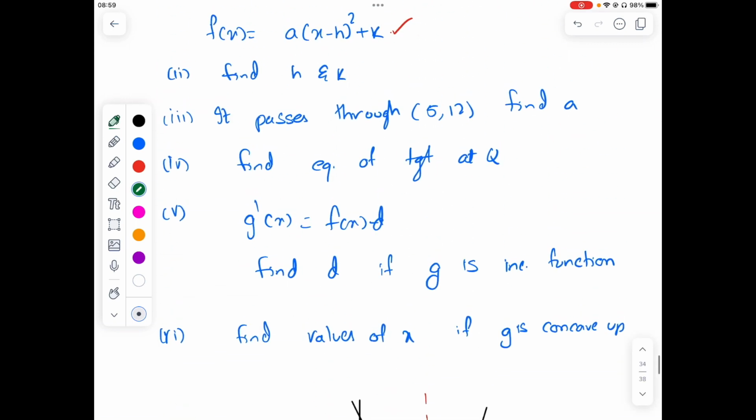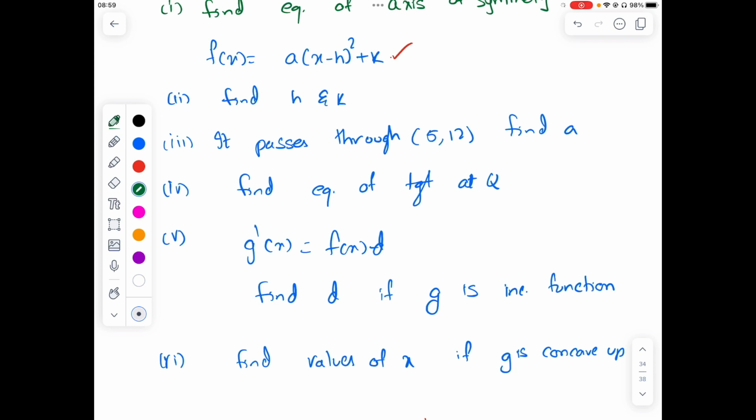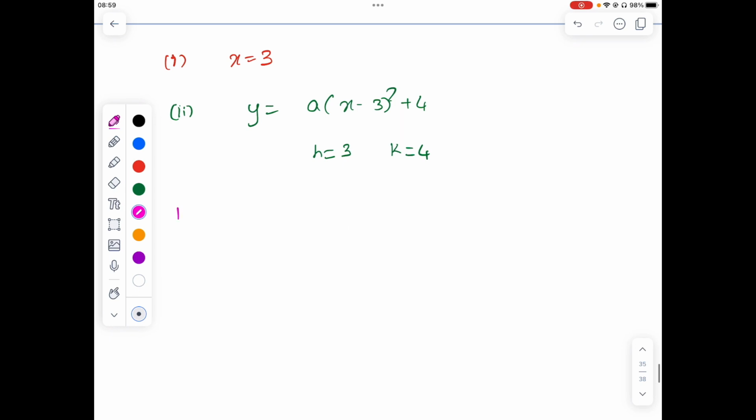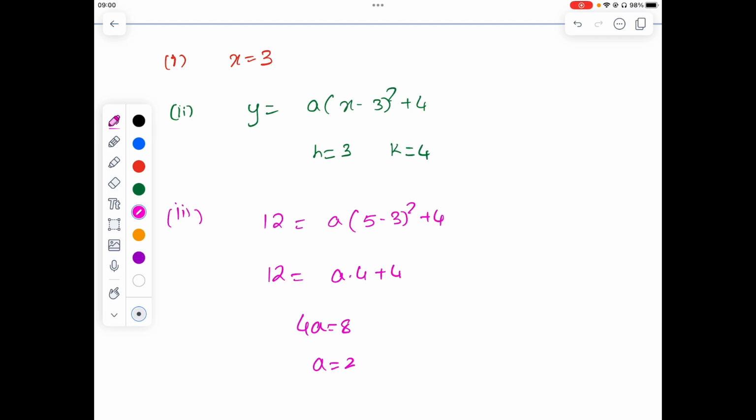Next, what is it telling? It passes through point Q, which is Q over here, (5, 12), and find the value of a. So Q is a point over here. It passes through that point, and we find the value of a. So what am I going to do? Plug that in. 12 equals a times (5 minus 3) whole squared plus 4. So 12 equals a times 4 plus 4. So 4a equals 8, a equals 2. That's going to be the answer.